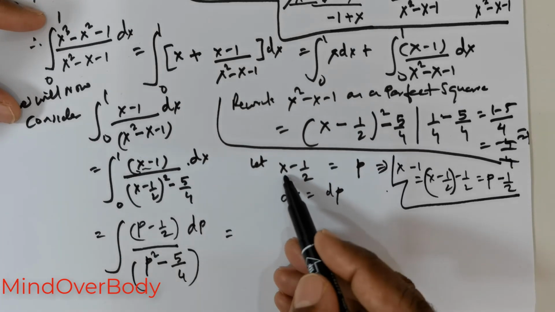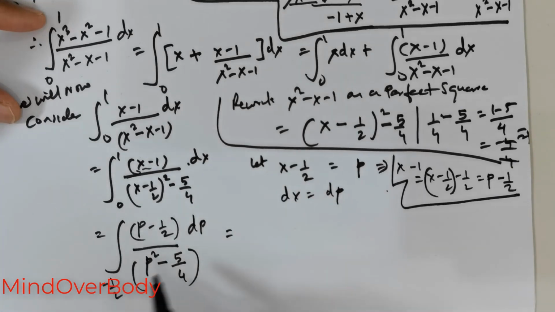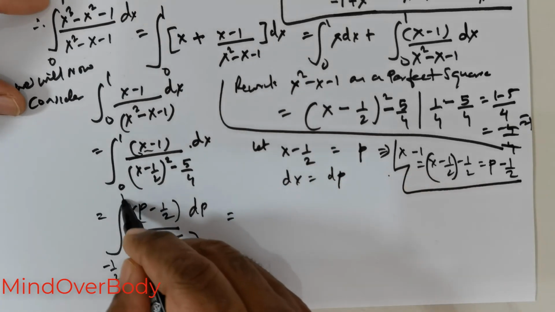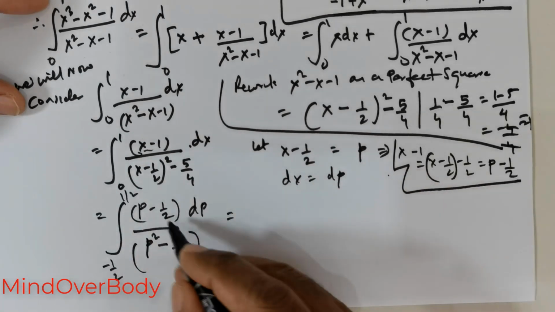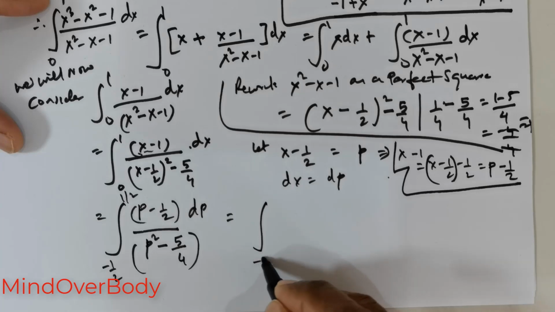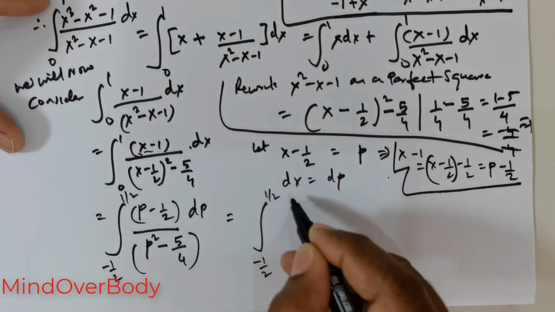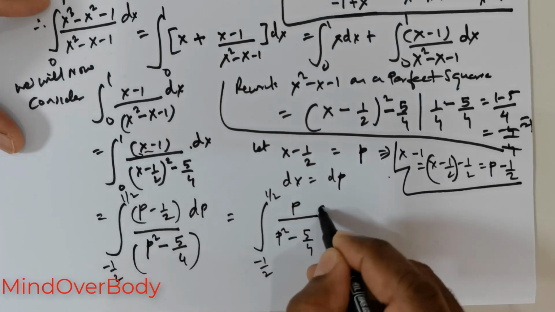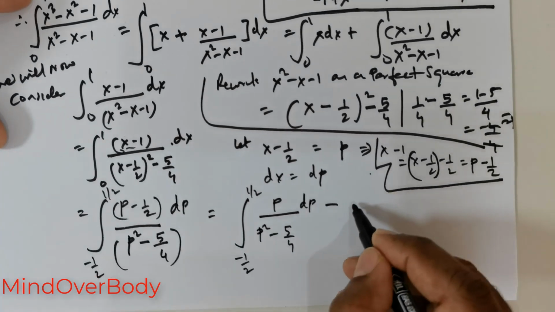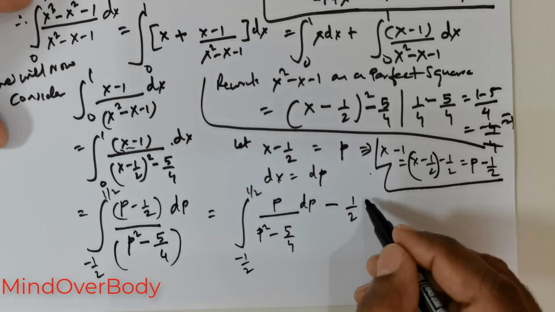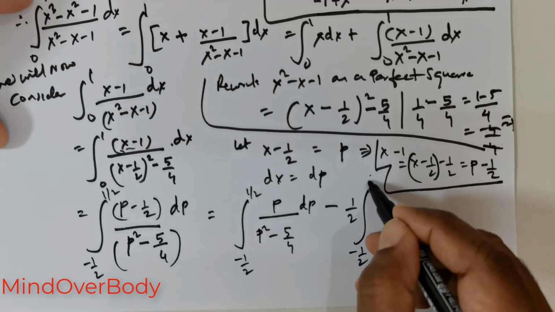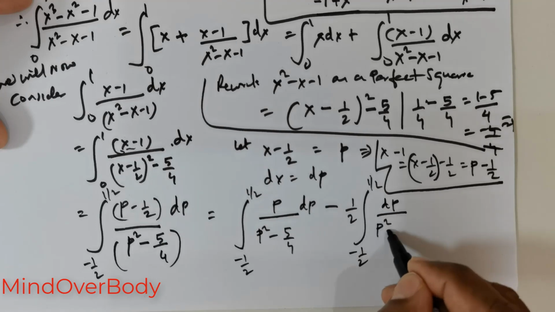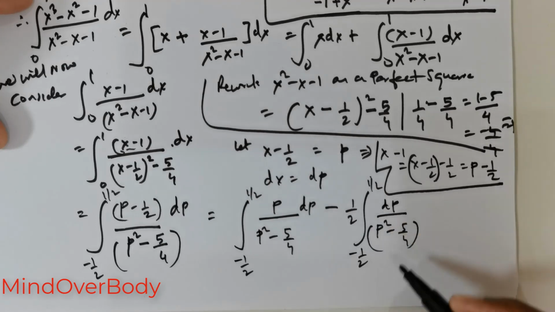So when x is equal to 0, I get negative 1 over 2. When x is equal to 1, I get 1 over 2. Okay, so this can be rewritten as integral negative 1 over 2 to 1 over 2 p over p squared negative 5 over 4 times dp, followed by negative 1 over 2 integral negative 1 over 2 to 1 over 2 dp divided by p squared negative 5 over 4. So this is what we've got.